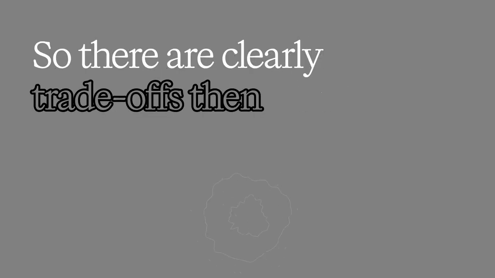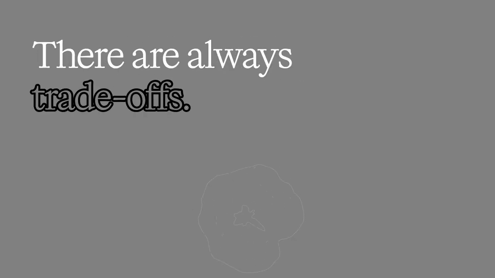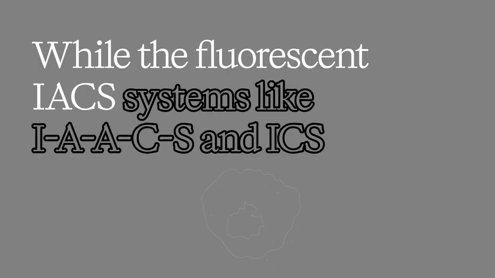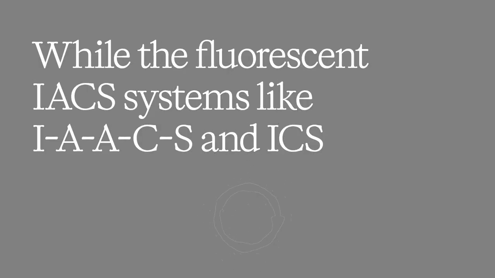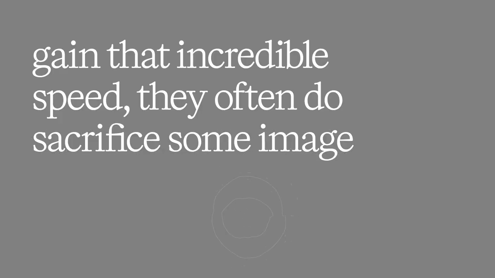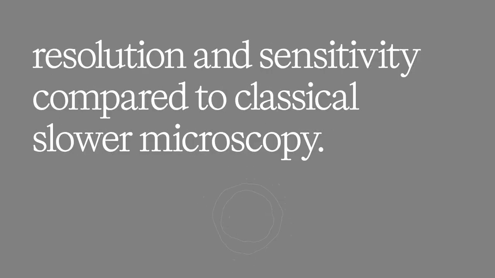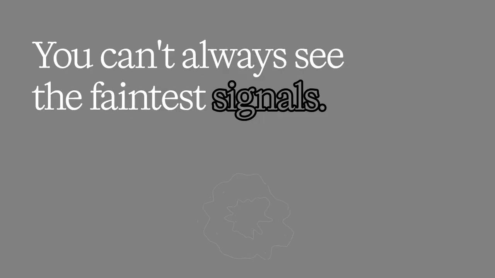So there are clearly trade-offs, then, with these different imaging methods. It's not like one is just better. Absolutely. There are always trade-offs. While the fluorescent IACS systems like IIACS and ICS gain that incredible speed, they often do sacrifice some image resolution and sensitivity compared to classical, slower microscopy. You can't always see the faintest signals.